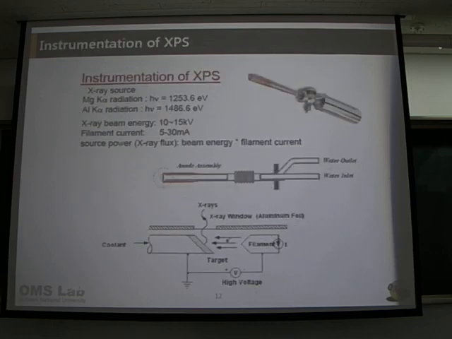And this is the instrumentation of XPS. There are several types of X-ray source, and the X-ray beam energy is normally 10 to 15 kV, with filament current 5 to 30 mA, along with source power and X-ray flux. This is the simple, very common set of instruments for XPS. But if we go to the XPS room, we see various types of instruments there.